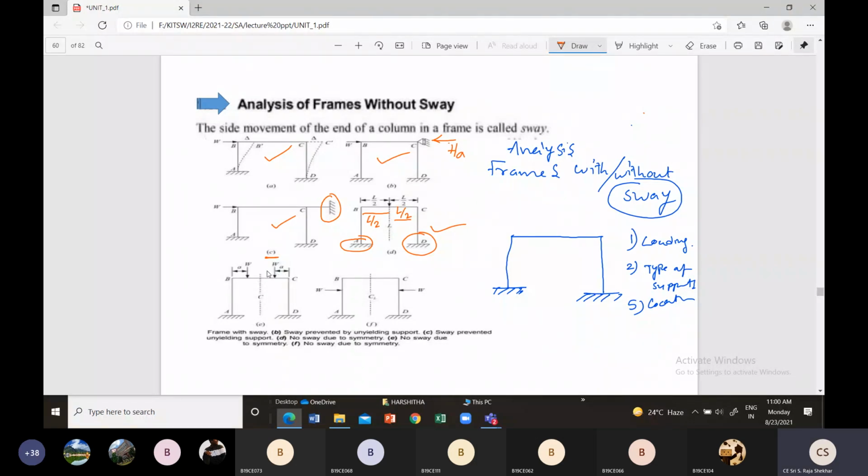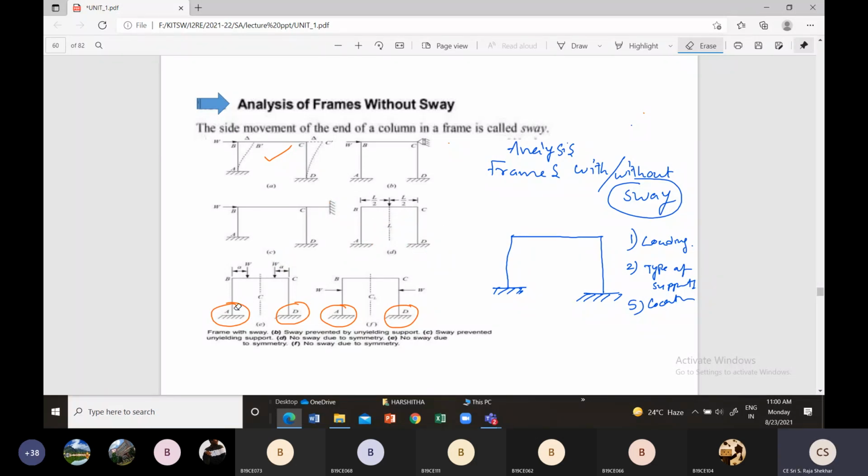Why? Because the loading is symmetrical as well as the type of supports is also the same. So this is a non-sway frame. You see, supports A and D are the same, and the loading is also symmetrical about the vertical axis. So this is a non-sway frame. This is the only sway frame, and these are all non-sway frames. So figures B, C, D, E are the examples for the non-sway frames.